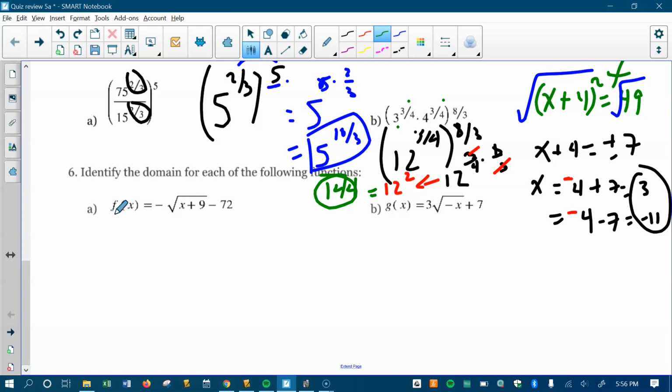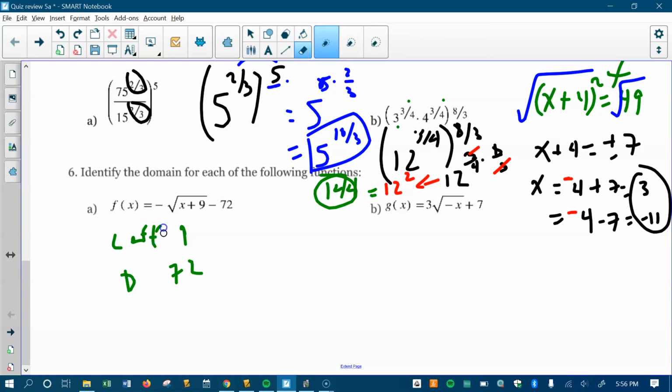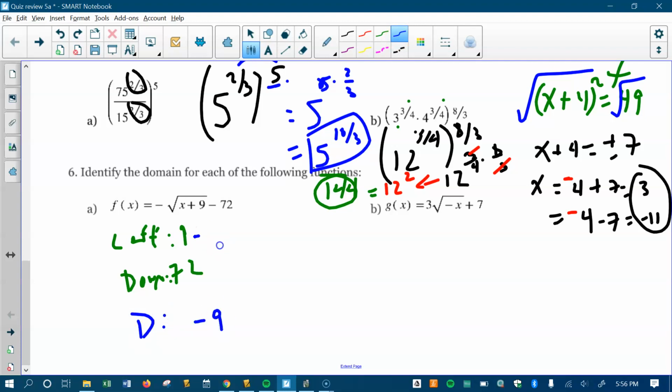This graph moves left 9 and down 72. Hold on, let me catch up here with my thoughts. Okay, so down 72, left 9, we're good. So because the graph moves left 9, and we usually start at 0, 0, our domain starts at negative 9 because we went left 9, and that's what the graphing calculator is verifying for us.